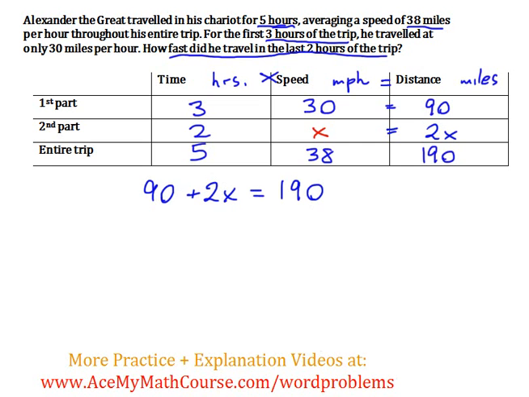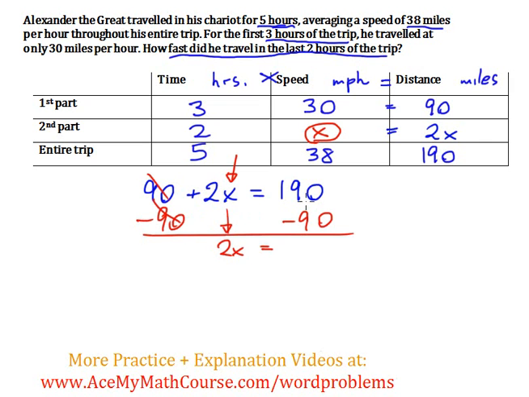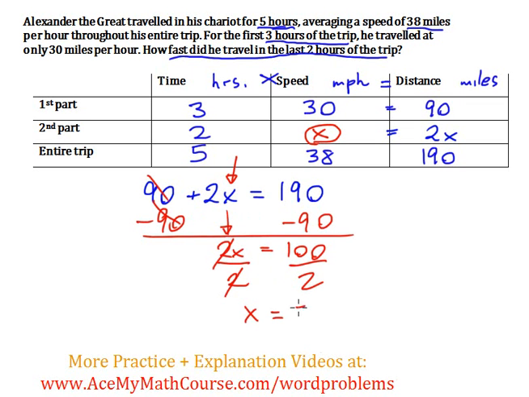190. Great. Now once we solve for x, we will know how fast he went during the second part of the trip. So let's subtract 90 from both sides of the equation. Those go away. You can bring down the 2x. 190 minus 90 is 100. Then we can divide both sides by 2. And x is just 50. So he went at a speed of 50 miles per hour in the last 2 hours of the trip.